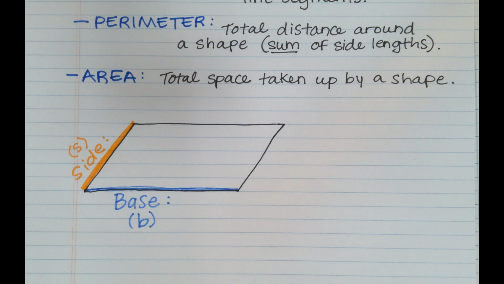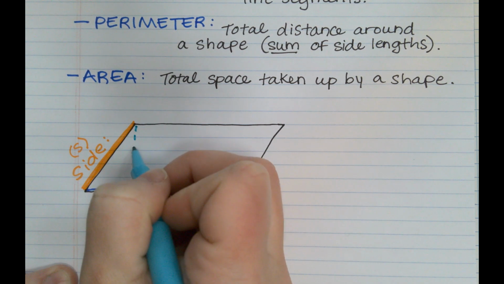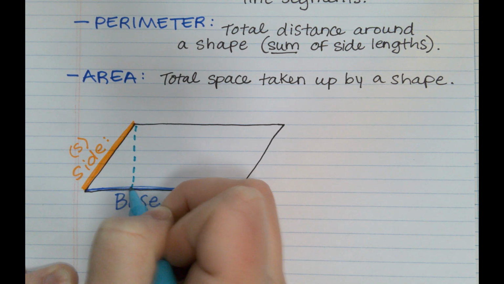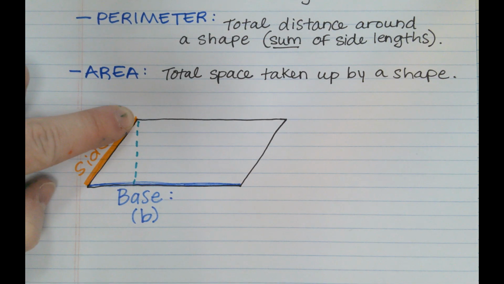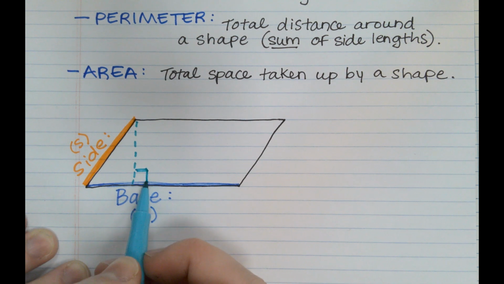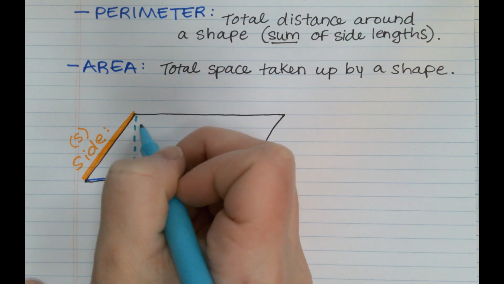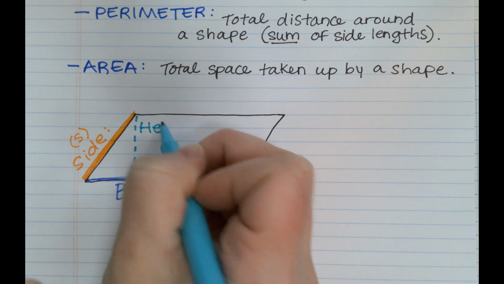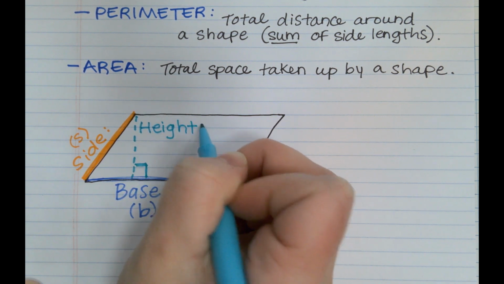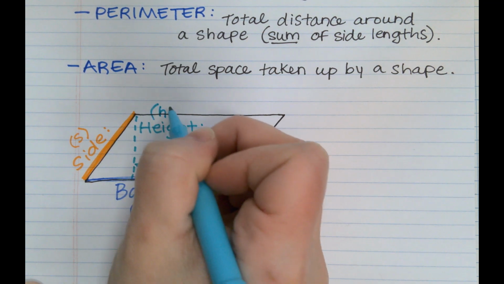Last but not least, we've got a third measurement, and that's going to be from the base up to the top of the shape. This is the height. It's going to be a 90-degree angle here as well, exactly from the bottom to the top. This is the height of the shape. It's usually given with the letter H.